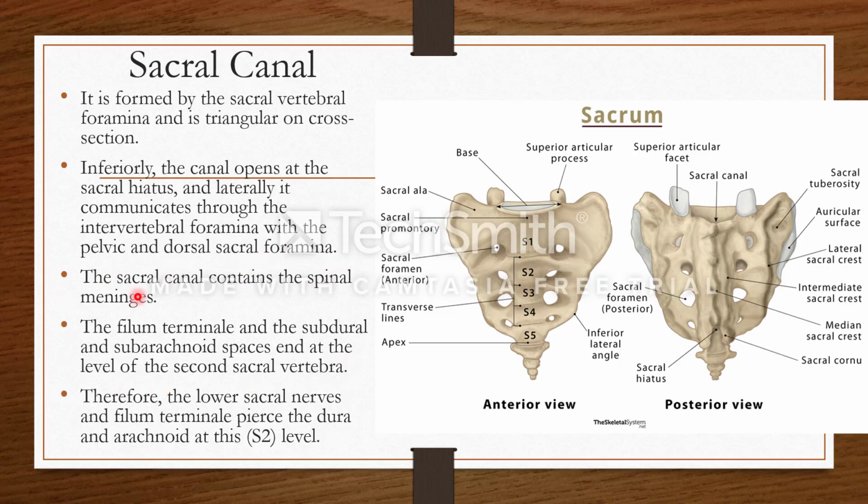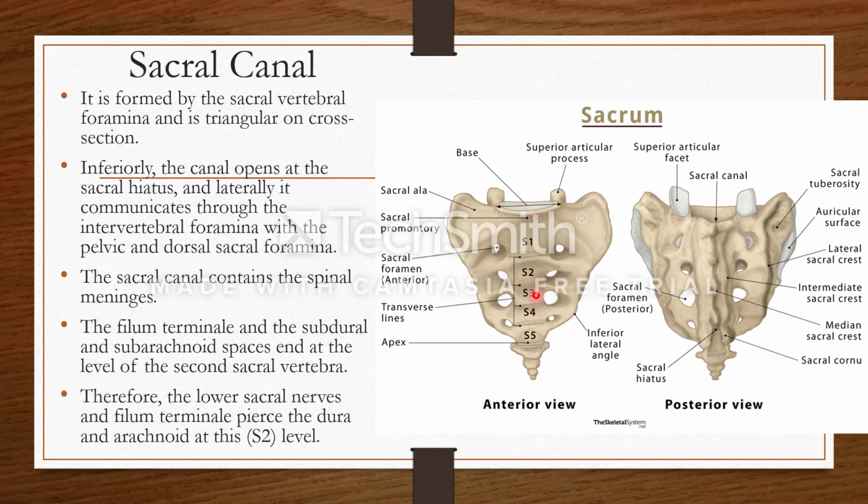This is very important, as we know that there is no spinal cord in the sacrum because the spinal cord has finished at the level of L1. Here in the sacrum there are only the spinal meninges and the filum terminale. Okay, and there are the lower sacral nerves and the filum terminale, the dura mater and the arachnoid mater up to the level of S2. So see here, this is the level of S2; the filum terminale, the dura mater and the arachnoid mater are only present up to the level of S2.